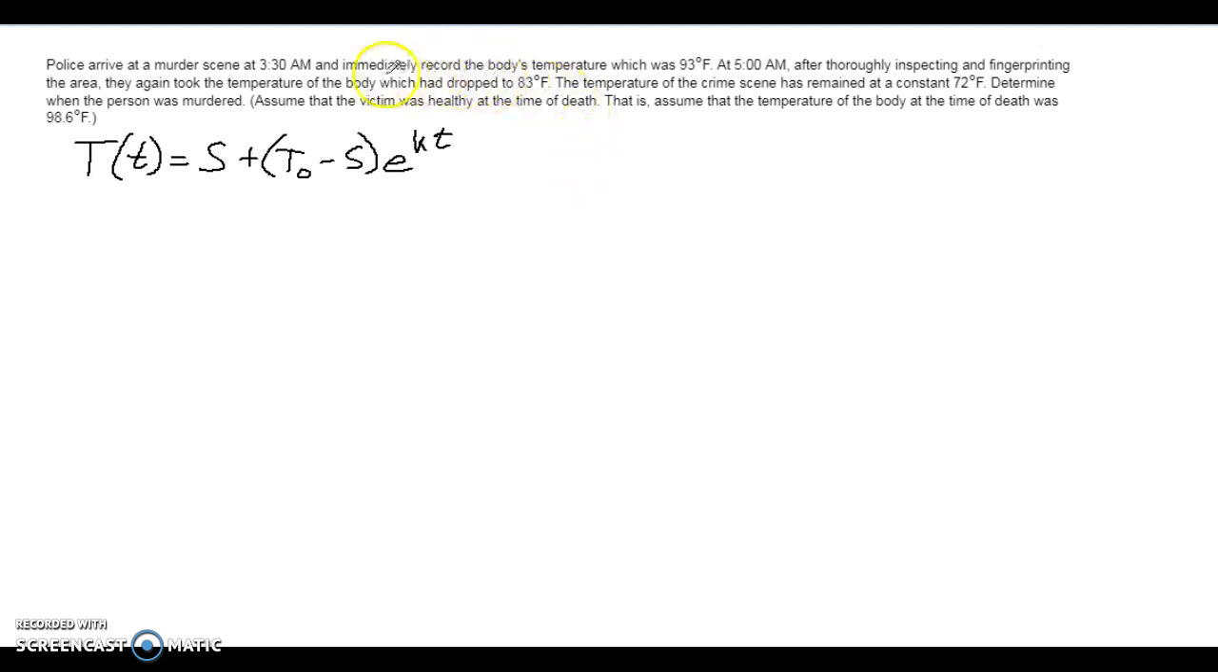So our object in this case is a body. And when we find the body at 3:30 a.m., it's 93 degrees. So that's going to be our T sub 0 to start. The temperature remains a constant 72 degrees. That's the surrounding temperature. And at 5 a.m., it's dropped to 83 degrees. So let's make some notes over here. T sub 0 is going to start off as 93 degrees. S is going to start off as 72 degrees.